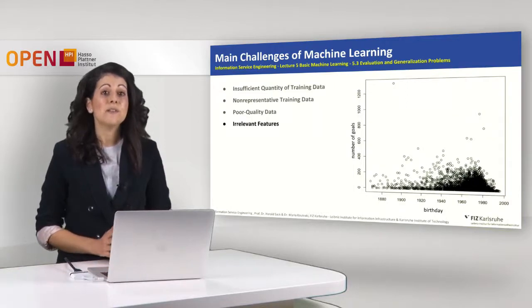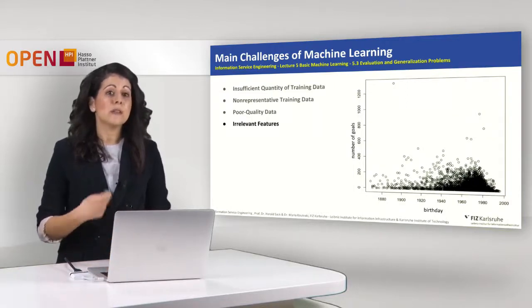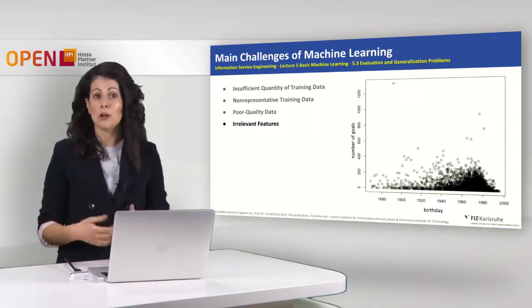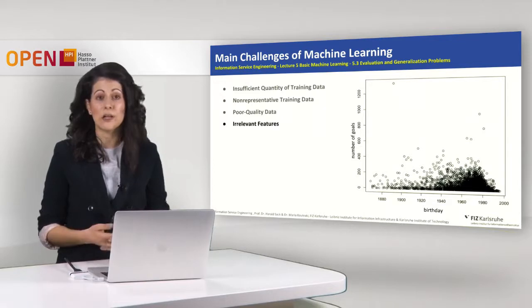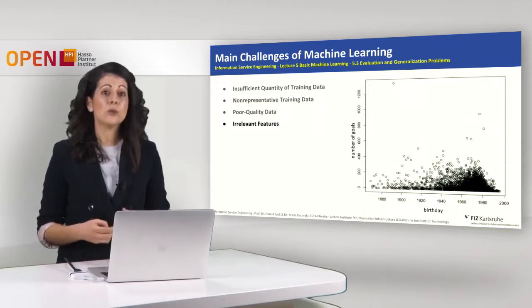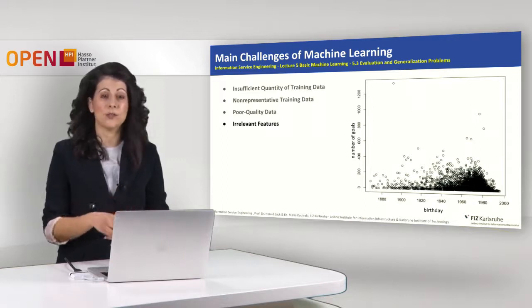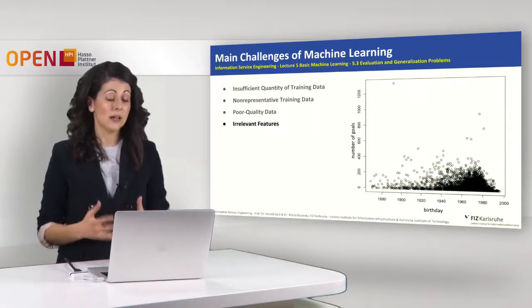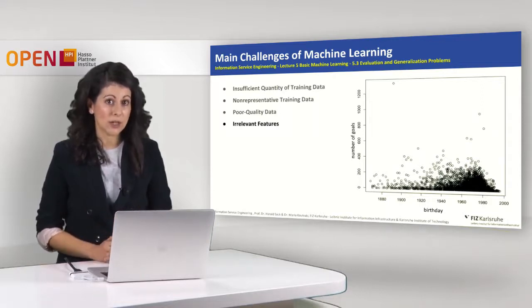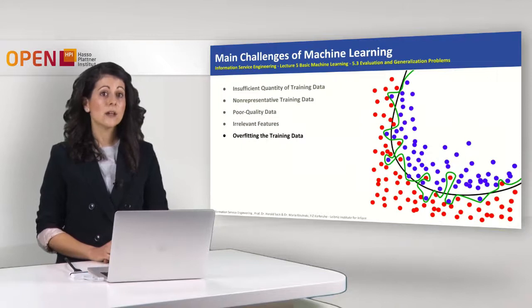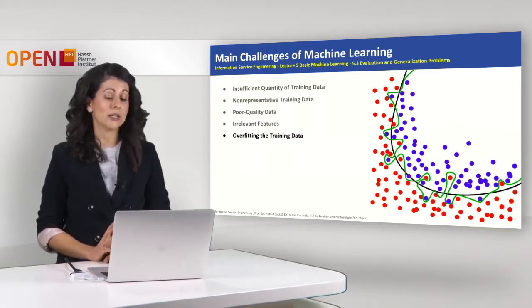And then we have the irrelevant features. People sometimes tend to put more and more features because they think in this way they will help the algorithm to learn better and in the end perform better. But sometimes they put in features that are irrelevant to the task itself. And this problem is usually solved with some feature engineering, which we are going to see later on in this part of the lecture. And last, we have the overfitting of the training data.